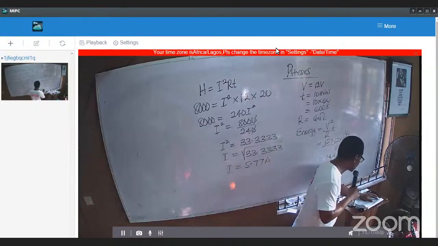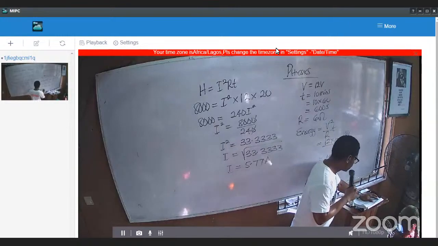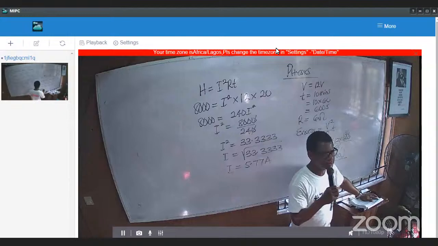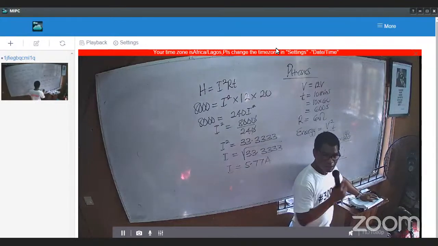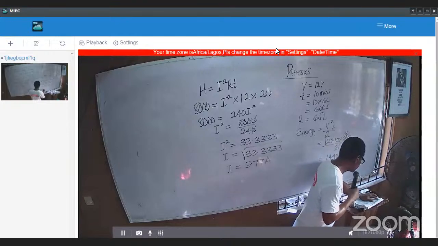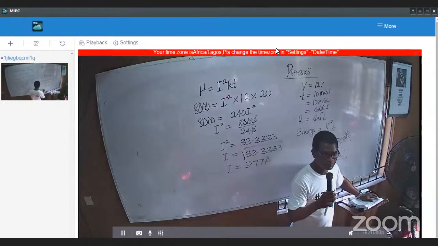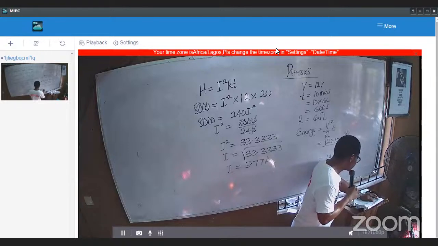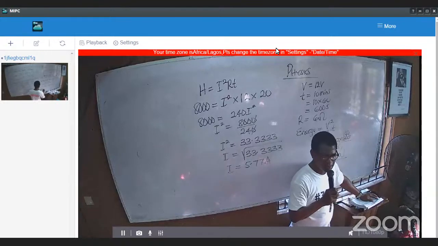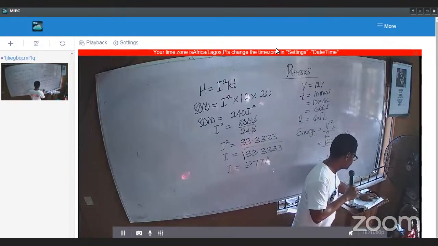Rated 12 kilowatts, 2 kilovolts. Distribute power through a cable of resistance 20 ohms. Full stop.